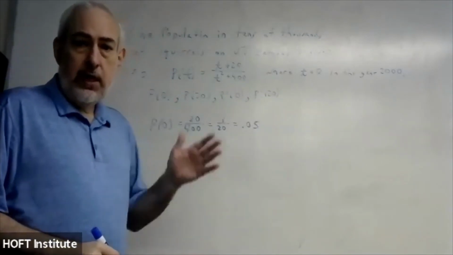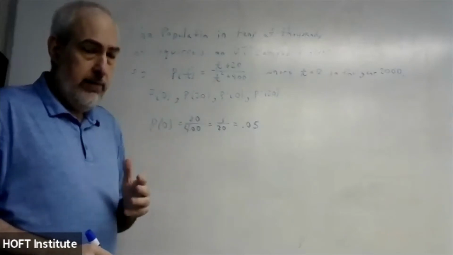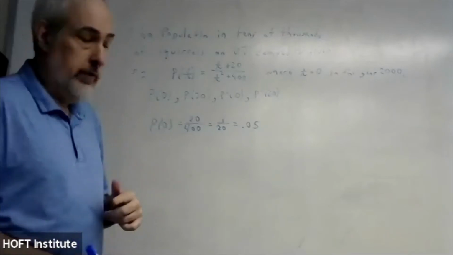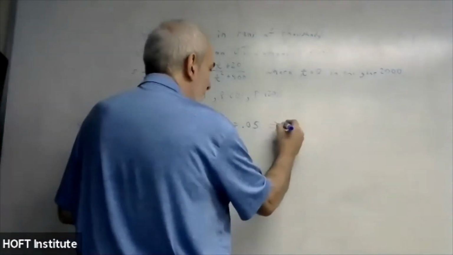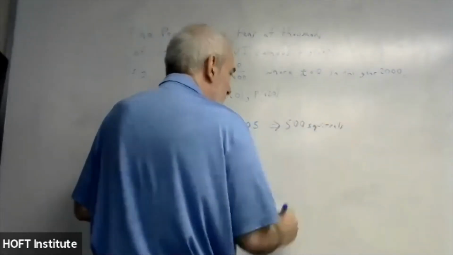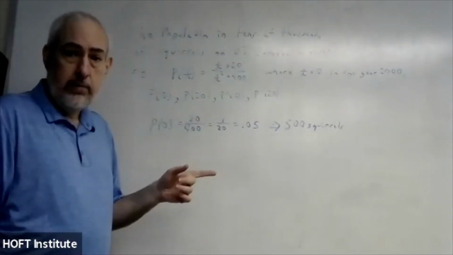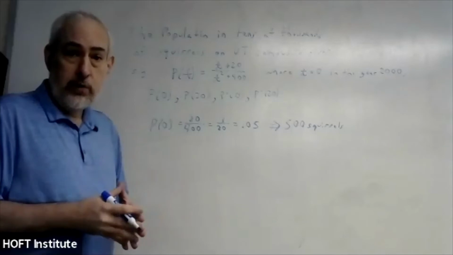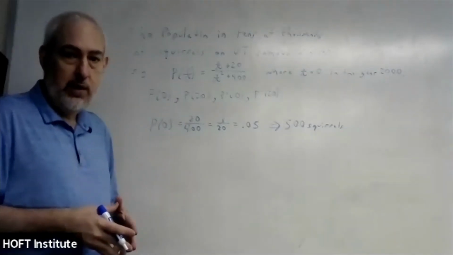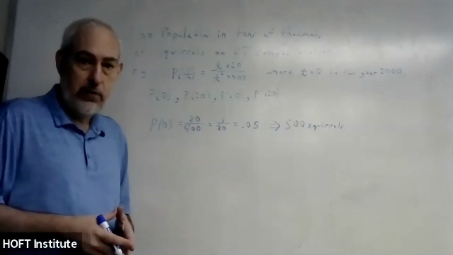But this population, I stated at the start, is in tens of thousands of squirrels. So 0.05 times 10,000 ends up being 500. So this translates to 500 squirrels. And this was time equals 0, and time equals 0 was in the year 2000. So we had 500 squirrels in the year 2000. So that's the interpretation of what P of 0 equals 0.05 actually means. 500 squirrels in the year 2000.